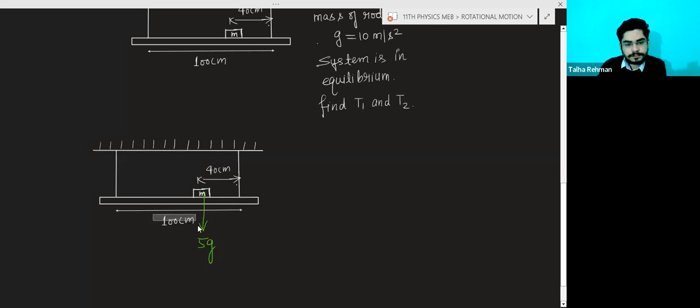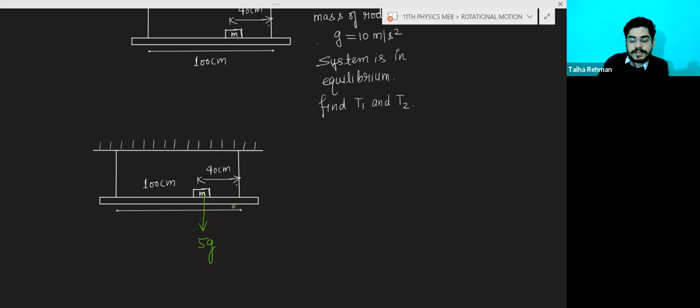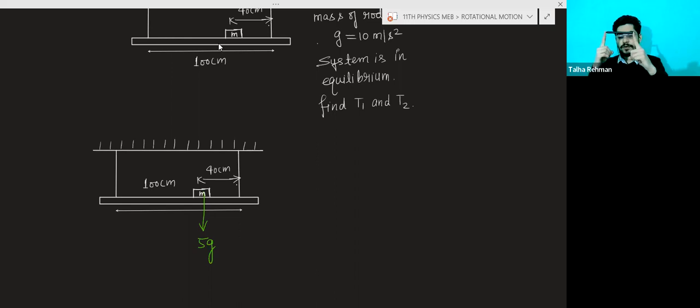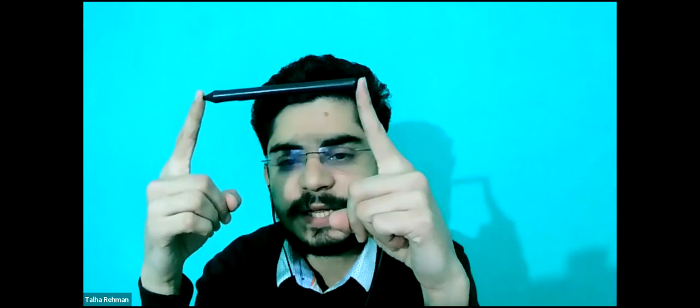And one more thing: this rod has a mass of 10 kg, and it is of length 100 centimeter. So where will the center of mass of this rod be? If I say this pen is of 10 centimeter and is of uniform density, uniform material, where will the center of mass of this pen be? At 5 centimeter. Yeah, fine.